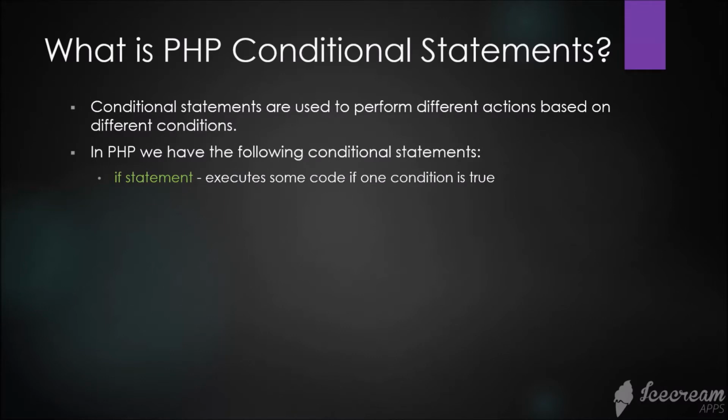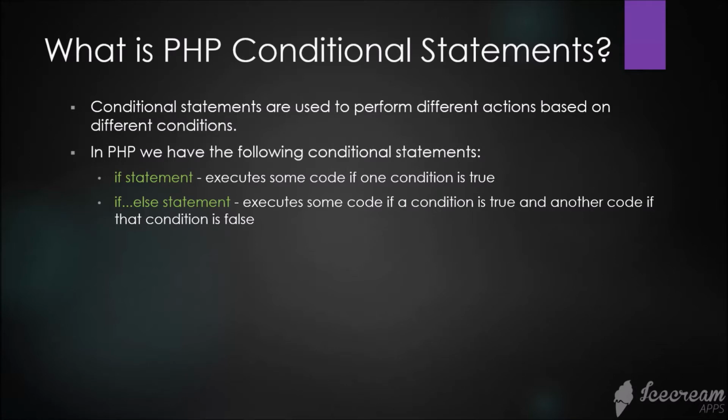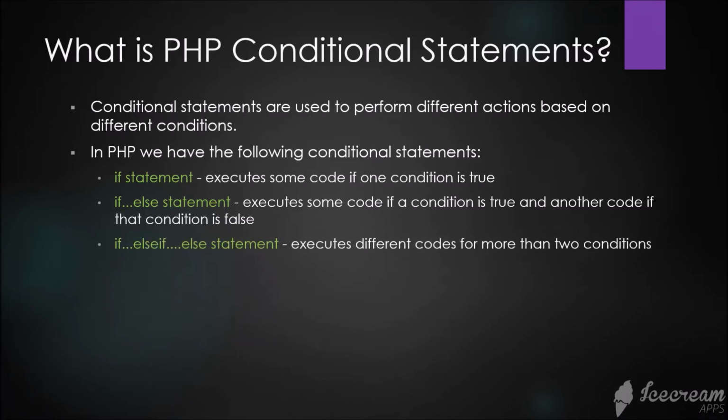First, we have the if statement, which executes some code if one condition is true. Next, we have the if-else statement, which executes some code if a condition is true and another code if that condition is false. The third one, the if-elseif-else statement, executes different codes for more than two conditions. Then we have the switch statement, which selects one of many blocks of code to be executed.